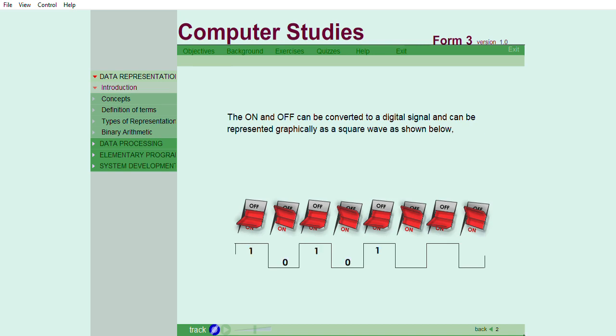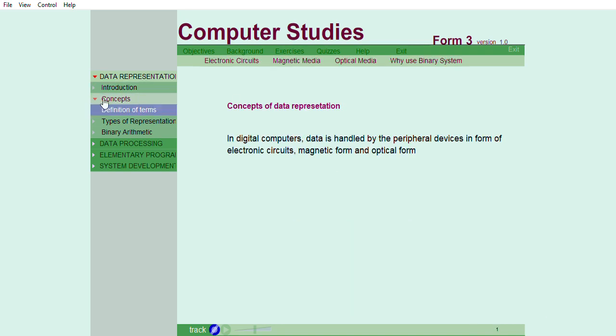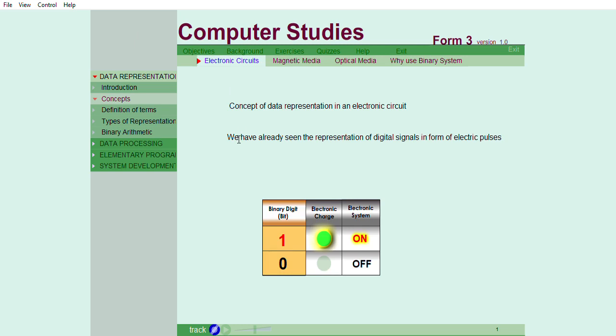The on and off can be converted to a digital signal and can be represented graphically as a square wave as shown below. In digital computers, data is handled by peripheral devices in form of electronic circuits, magnetic form, and optical form. We have already seen the representation of digital signals in form of electric pulses.